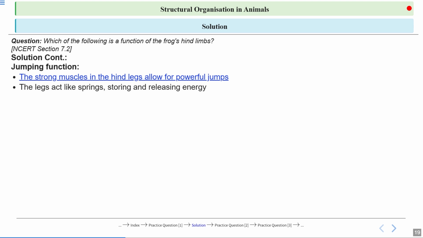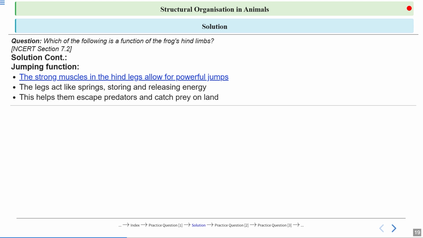So the legs act like a spring, storing and releasing energy. This helps them to escape predators and catch prey on the land, right? So to escape from their predators, their enemies, and also it helps in catching the prey.